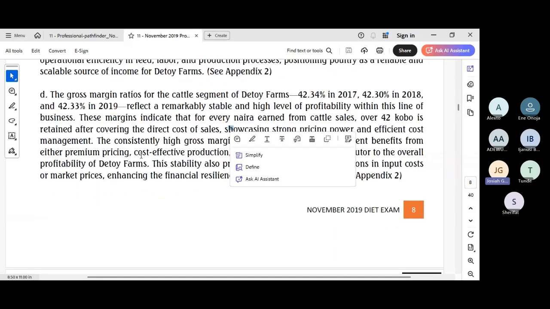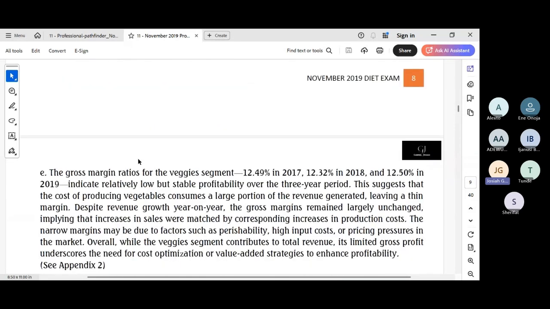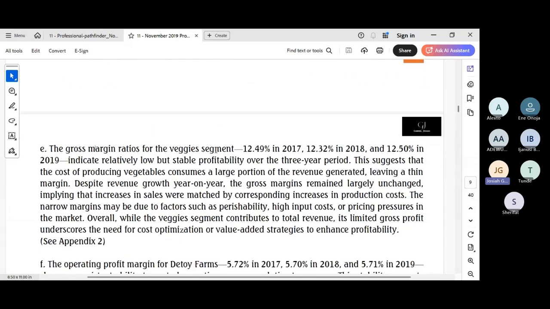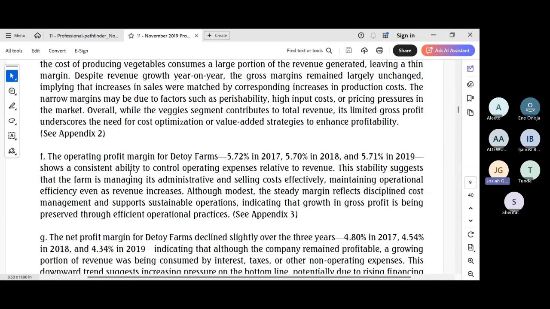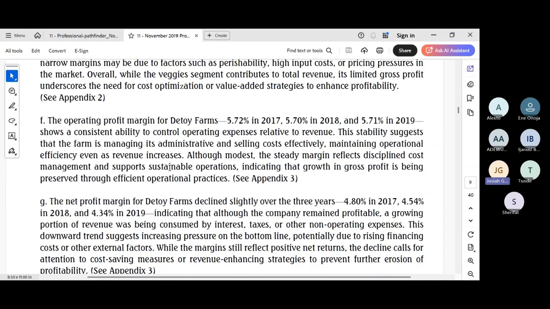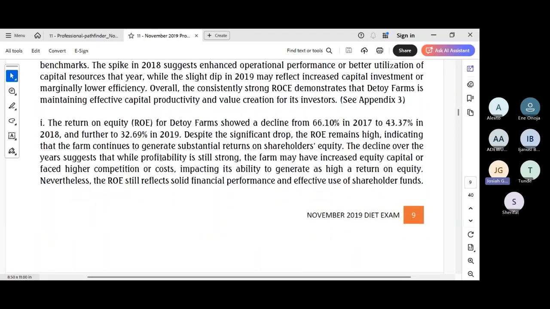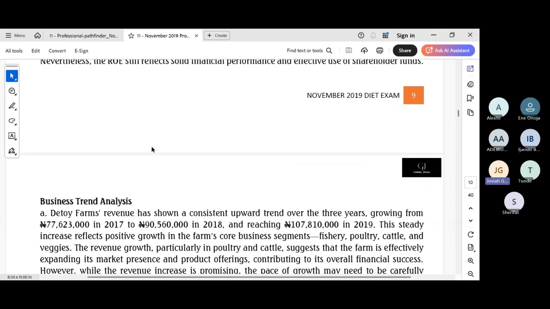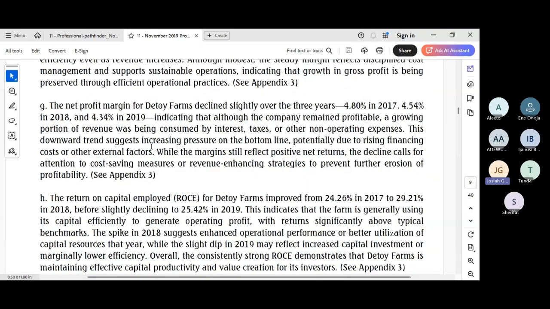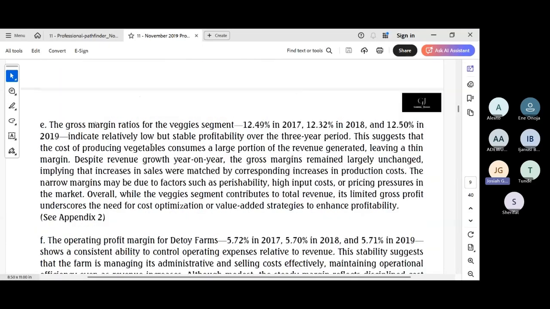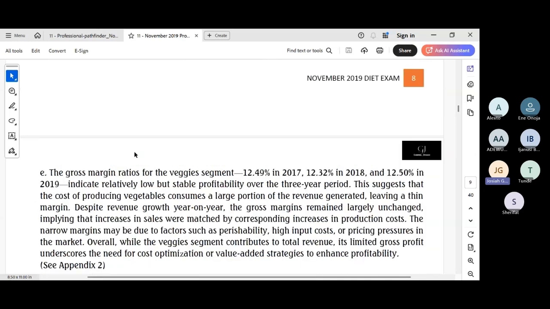So there are several areas. You can see the E segment, we spoke to the gross margin of the veggies segment. The F, we spoke to the operating profit. So there are several areas to talk about, but please, you don't need to go this detailed. I gave you all this for you to be able to read and have a plethora of options to be able to write. Once you've given 4 headers or 4 points or 4 explanations, you stop at D.